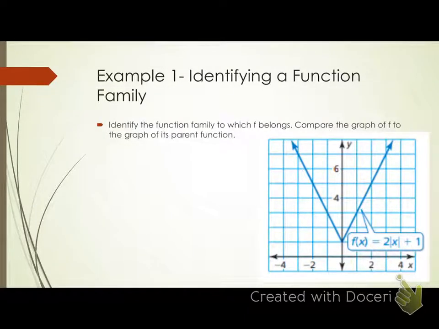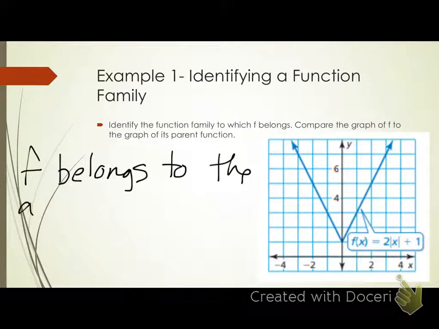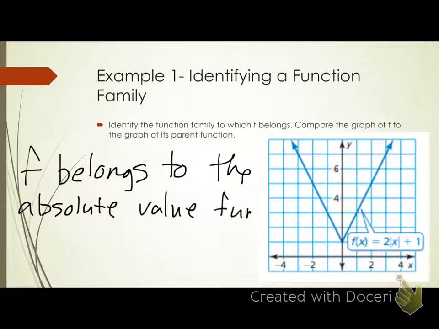Example 1, identifying a function family. It says, identify the function family to which f belongs. Compare the graph of f to the graph of its parent function. So what kind of shape is that graph? It's a V shape. You guys remember what family of functions the V shape belongs to? Absolute value. So I would say f belongs to the absolute value function family.